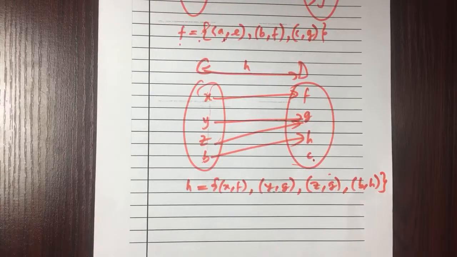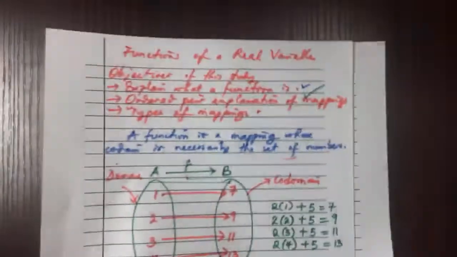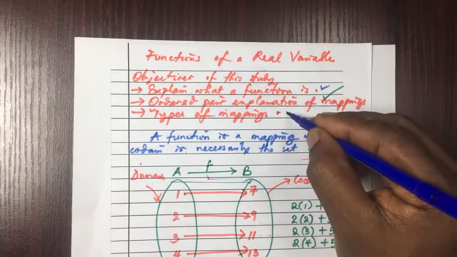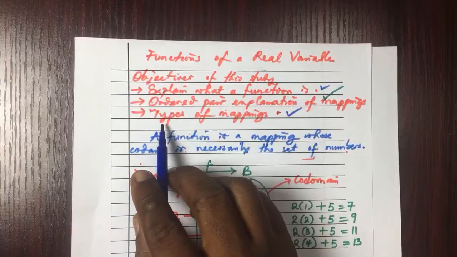Now, in today's class, I'm going to end my class with the last objective. So what is the last objective? It is to discuss types of mappings. So let us quickly go into discussing types of mappings. Now, there are basically three types of mappings, but in this particular video, I'm going to take two of them out of the three.